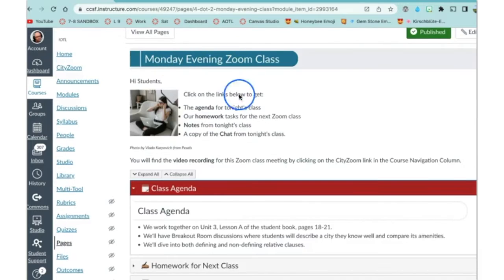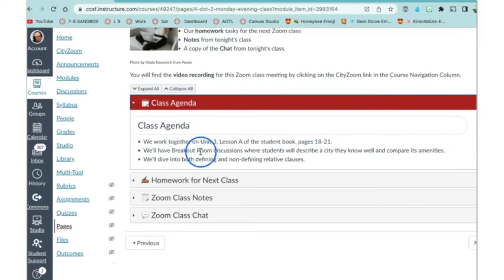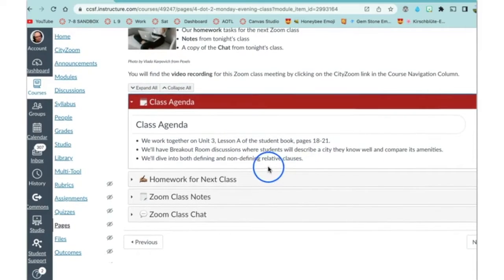Monday evening Zoom class. This is our agenda. We'll be working in Unit 3, Lesson A, and those are the page numbers. We'll do some breakout discussions about cities. You'll be talking about cities that you know about and that you love. And we'll get into defining and non-defining relative clauses.